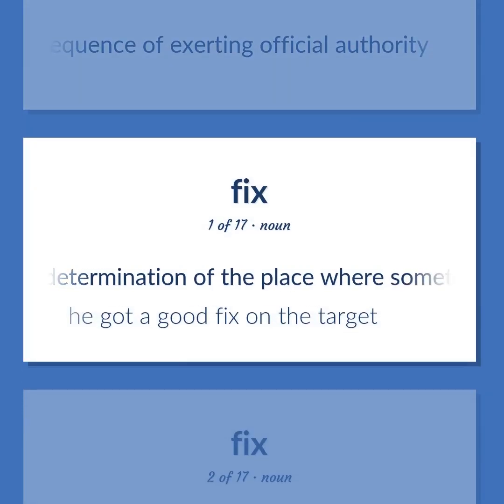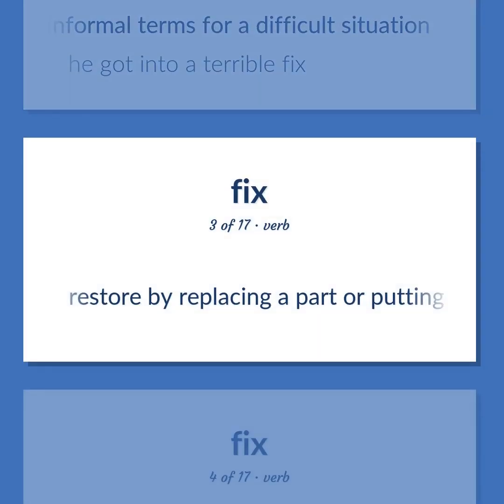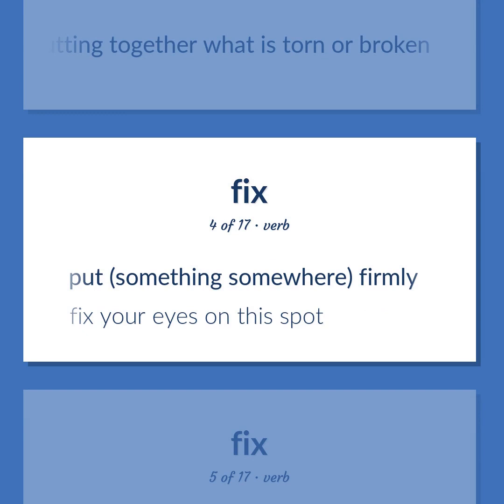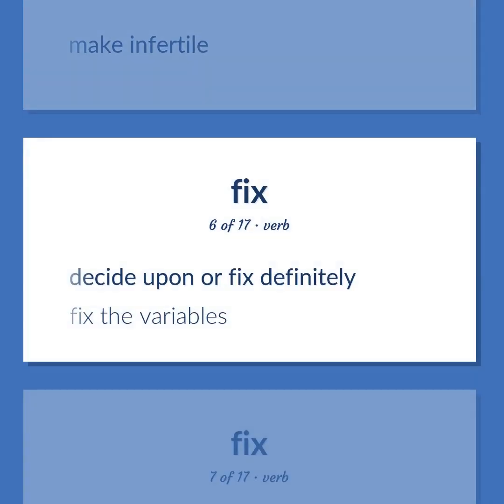A determination of the place where something is. He got a good fix on the target. Informal terms for a difficult situation. He got into a terrible fix. Restore by replacing a part or putting together what is torn or broken. Put something somewhere, firmly. Fix your eyes on this spot. Make infertile. Decide upon or fix definitely.